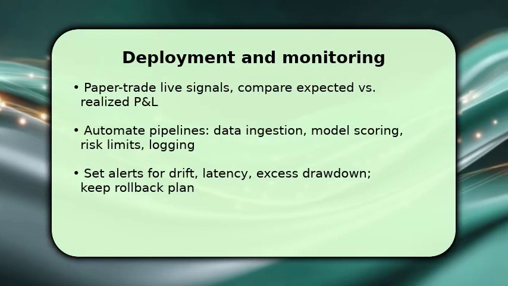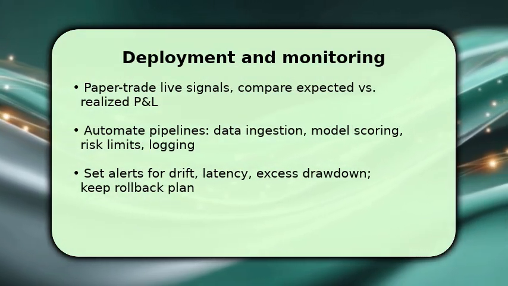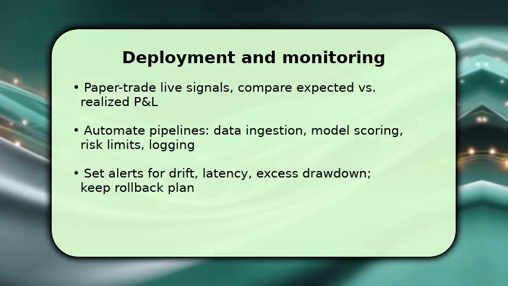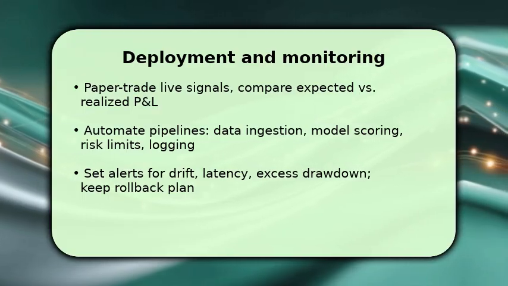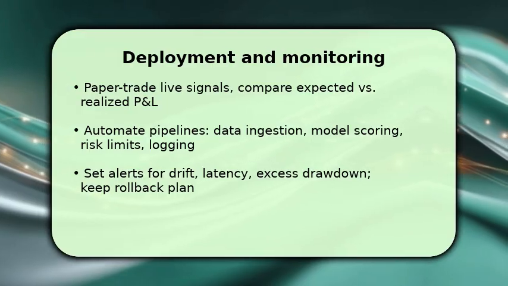Deploy by paper trading until live P&L matches backtest expectations. You want to validate execution and data latency. Automate the pipeline end-to-end: ingest data, score models, enforce position limits and log trades, so you reduce manual error.